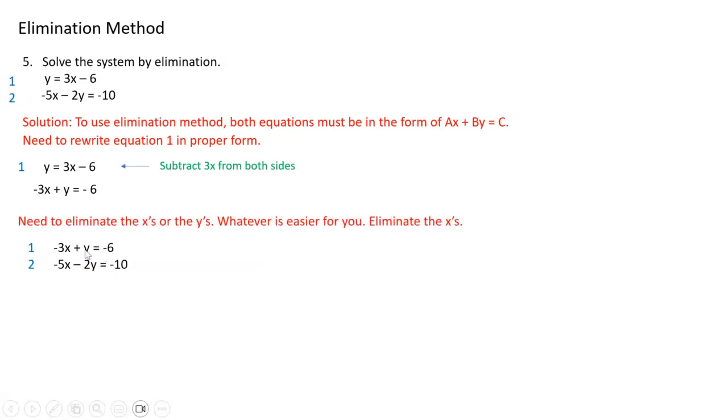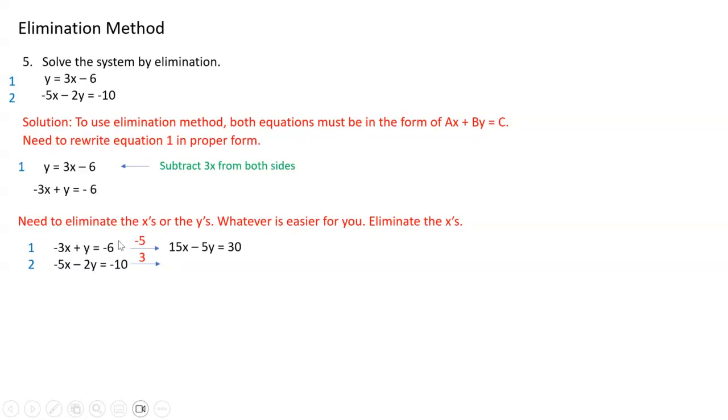But instead of eliminating the y's, I'm going to eliminate the x's. So to eliminate the x's, see, these are both negative, so I need to multiply one by a positive. So you multiply equation 1 by the coefficient on equation 2, which is negative 5. And then I'm going to multiply equation number 2 by 3.